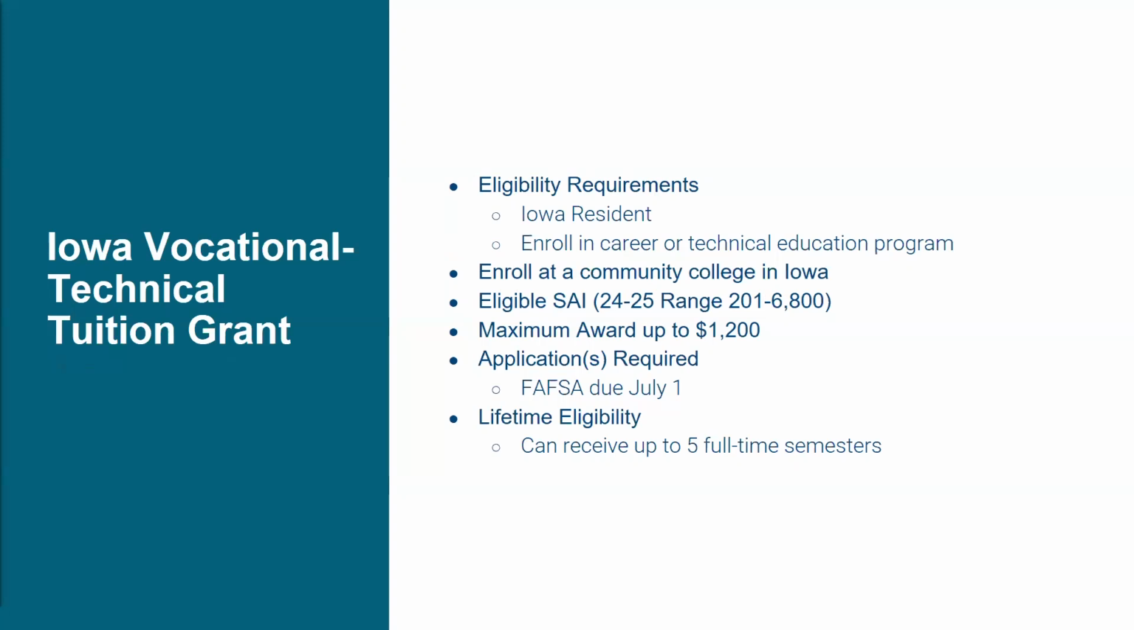Okay, the Iowa Vocational Technical Tuition Grant. Again, like all the other programs, you have to be an Iowa resident and enrolled in a career or technical education program at Iowa's community colleges. The student aid index range on this one is 201 to 6,800, and the maximum award is $1,200. The FAFSA is the only application, and it is due by July 1st. This one you can receive for up to 5 full-time semesters.